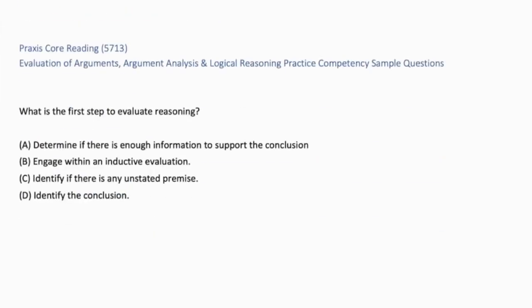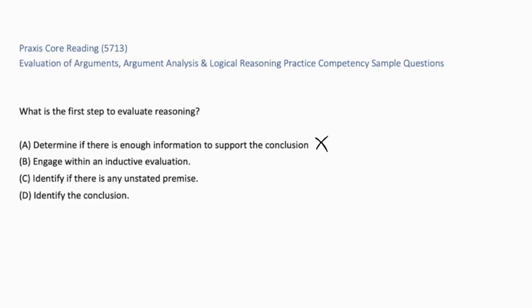What is the first step to evaluate reasoning? A, determine if there is enough information to support the conclusion. B, engage within an inductive evaluation. C, identify if there is unstated premise. Or D, identify the conclusion.